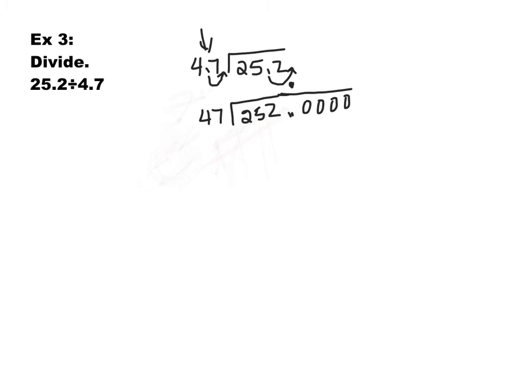252 divided by 47 is going to give me 5. So this is 5 here. 5 times 47 is 235. And 252 minus 235 is going to give me 17. Now I'm going to move 0 down. 170 divided by 47 is going to give me 3. So I put 3 here. 3 times 47 is going to give me 141. Now 170 minus 141 is 29. I continue, I bring 0 down. I get 290. 290 divided by 47 is going to give me 6. 6 times 47 is going to give me 282.